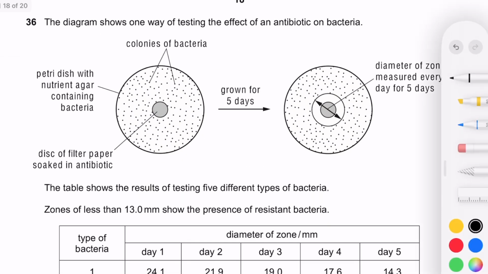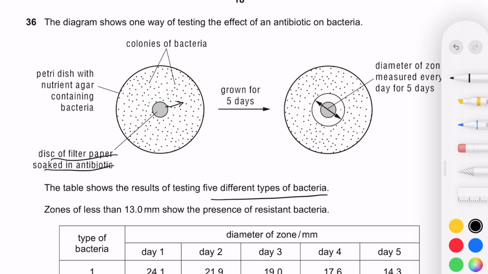Now the diagram shows one way of testing the effect of an antibiotic on bacteria. It says the table shows the results of testing 5 different types of antibiotics. Okay, here we have the table, and we have a petri dish with a nutrient agar containing colonies of bacteria, and a filter paper disc soaked in antibiotics. So the antibiotic is going to diffuse and kill the bacteria if they are sensitive to it and not resistant.